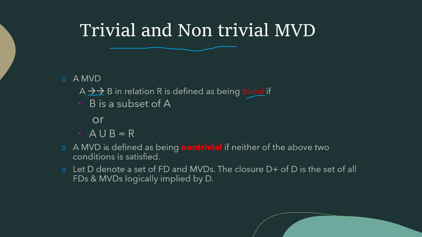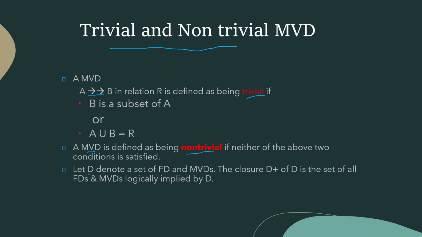A multi-value dependency is said to be non-trivial if the two conditions are not satisfied. That is, if both of the two conditions are not satisfied, we can say the multi-value dependency is non-trivial. That is, if A implies B is a dependency in R, it is said to be non-trivial if B is not a subset of A, or in other words, if we take A union B, we will not get R.